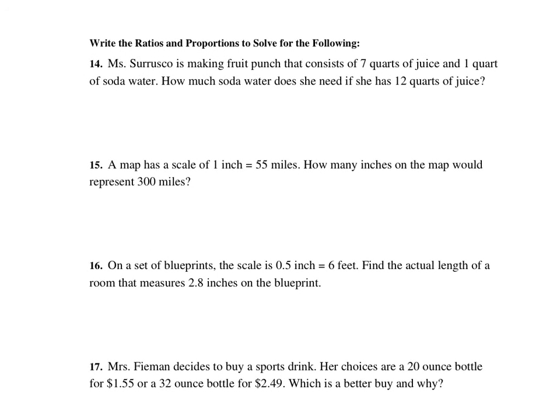Our next question says, Miss Soresco is making fruit punch that consists of 7 quarts of juice and 1 quart of soda water. How much soda water does she need if she has 12 quarts of juice? So we've got to set up our ratios. I have 7 quarts of juice to 1 quart of soda water. And if 12 is my juice, I'm going to put the 12 on top. I'm going to put an S in here for soda water. And then I'm going to go ahead and use my cross multiplying to solve.